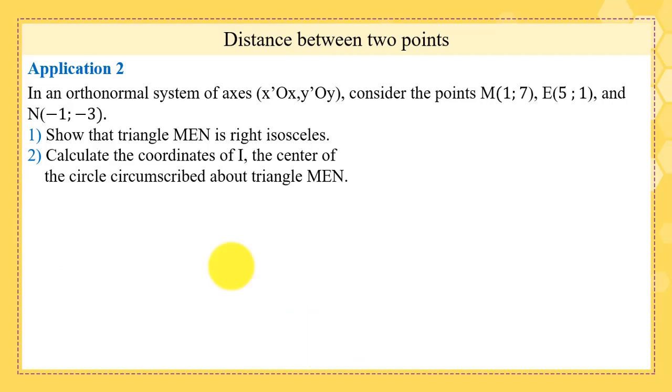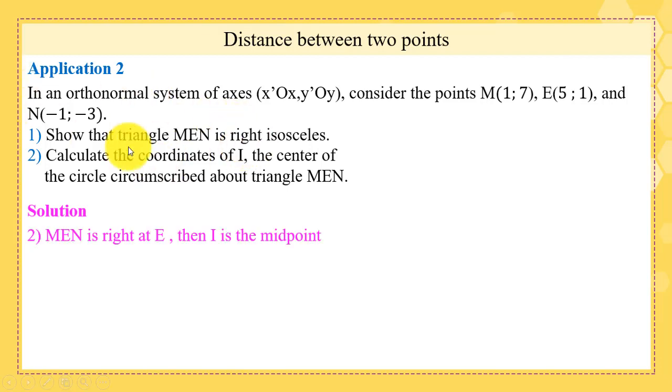Part 2. Calculate the coordinates of I, the center of the circle circumscribed about triangle MEN. Remember that the center of the circumscribed circle is the circumcenter of the triangle MEN, and it is the intersection of the perpendicular bisectors of the three sides of the triangle. In case of a right triangle, the circumcenter is the midpoint of the hypotenuse. Here, MEN is right. Then, I is the midpoint of the hypotenuse MN.